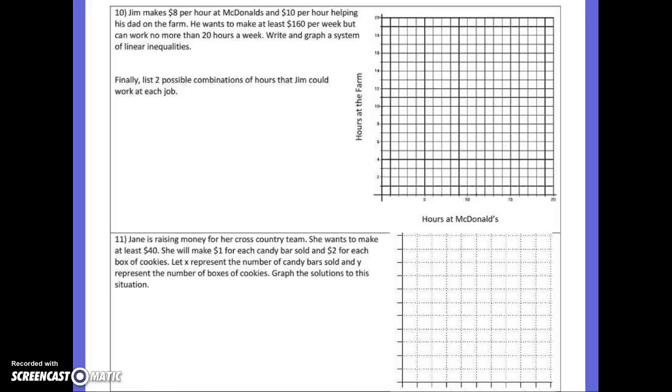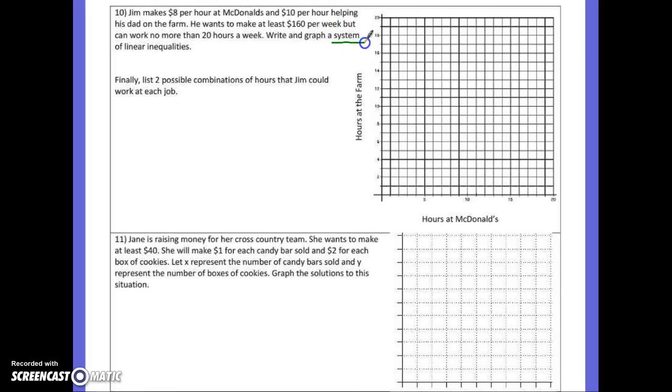Okay, review. This is the backside, 10, 11, and 12. Jim makes $8 per hour at McDonald's and $10 per hour helping his dad on the farm. He wants to make at least $160 per week, but can work no more than 20 hours a week. Write and graph a system of linear inequalities.